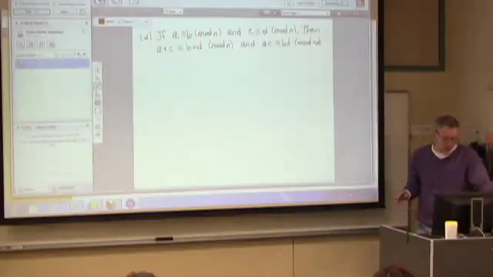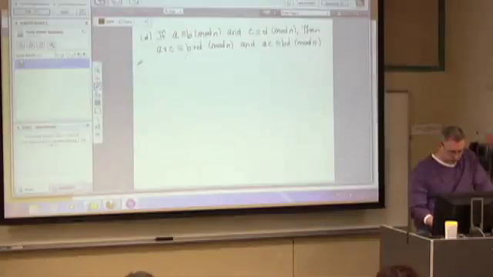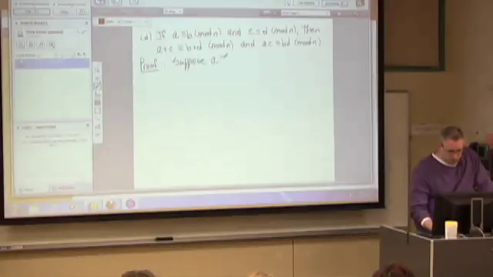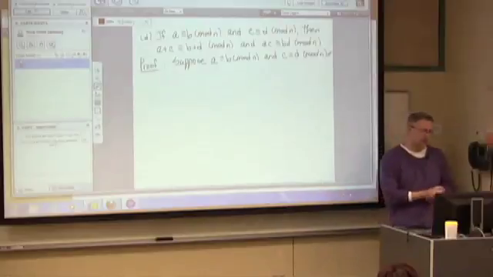There are two more parts which I'm not going to prove. I'm going to write the proof of this one. I'll give you the last two, and then we'll stop. So we're going to suppose that A is congruent to B mod n and C is congruent to D mod n, and we need to get that A plus C is congruent to B plus D mod n.